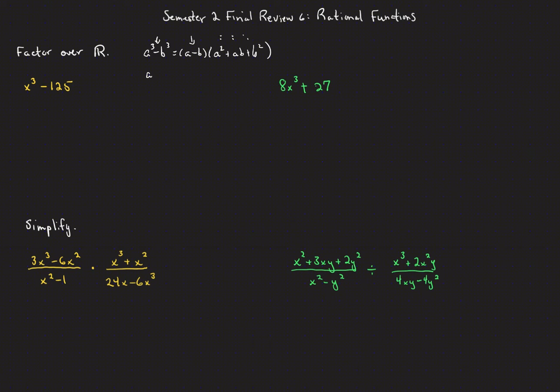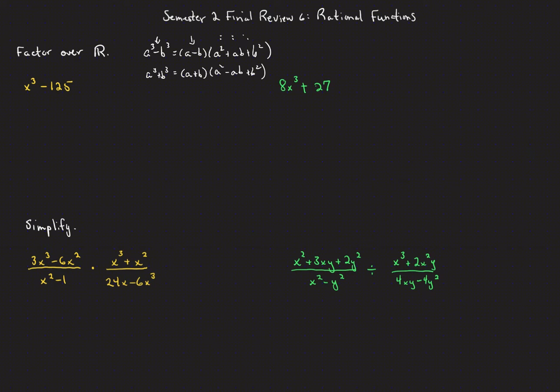And for a cubed plus b cubed, it'll look similar. The binomial will have the same sign and will go down in powers of a, up in powers of b, but we will alternate signs, so it goes plus minus plus.